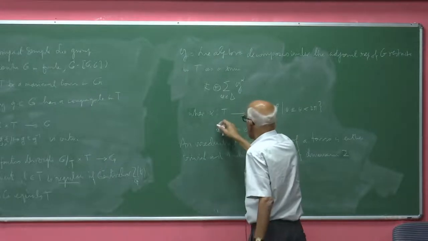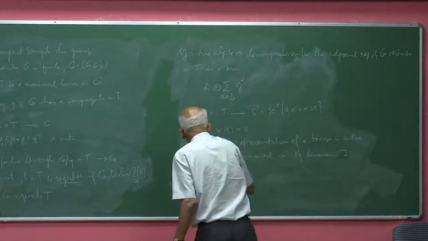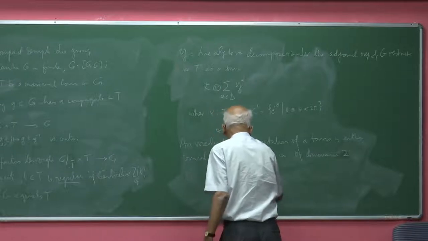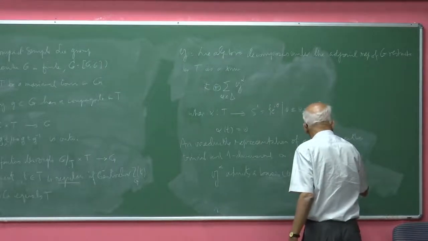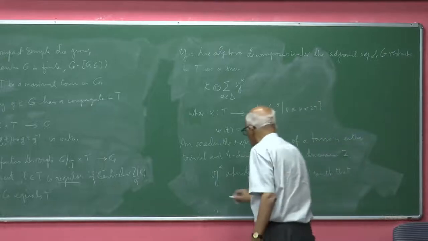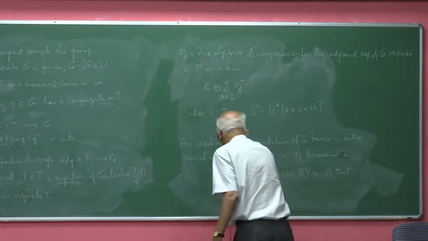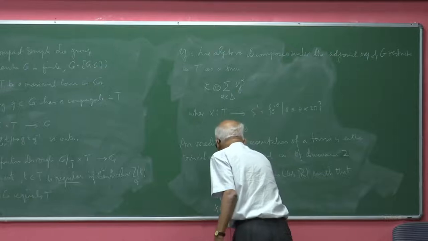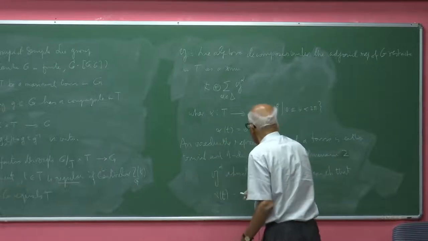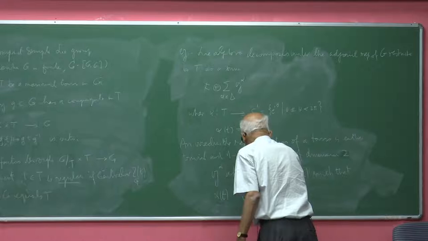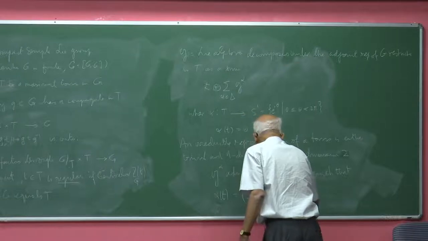When I take such a character, what is the corresponding representation? G alpha admits a basis over R such that the action of any element t in the torus, alpha t, is of this form. Well, this is a 2 cross 2 matrix: cos alpha t, sin alpha t, minus sin alpha t, cos alpha t.